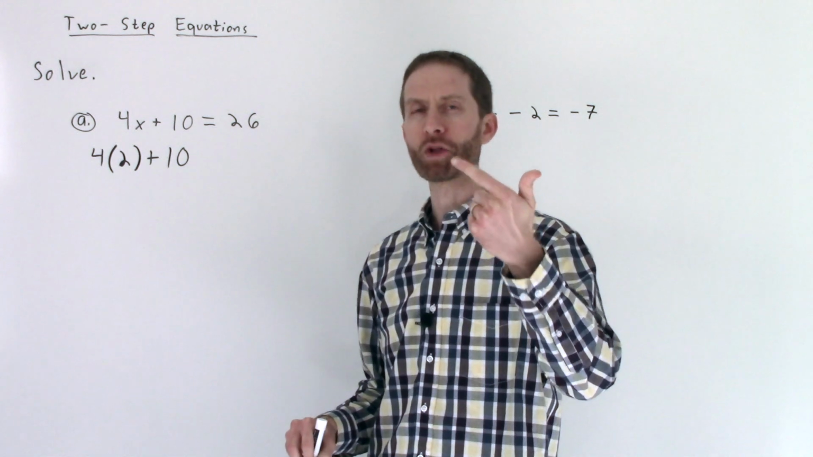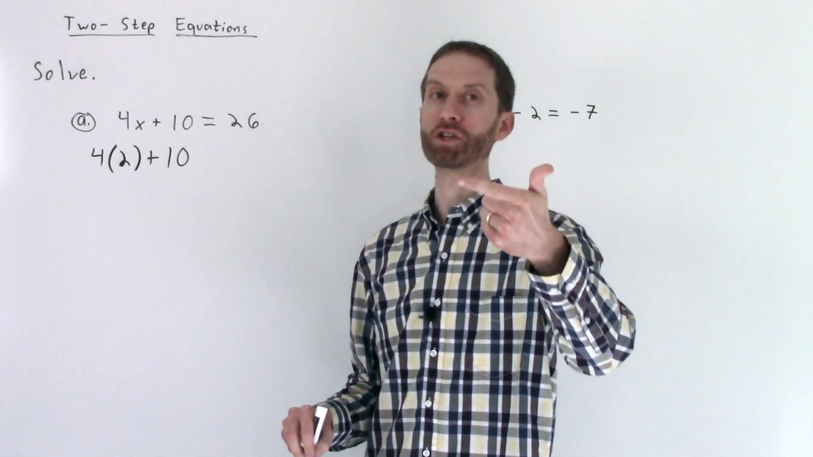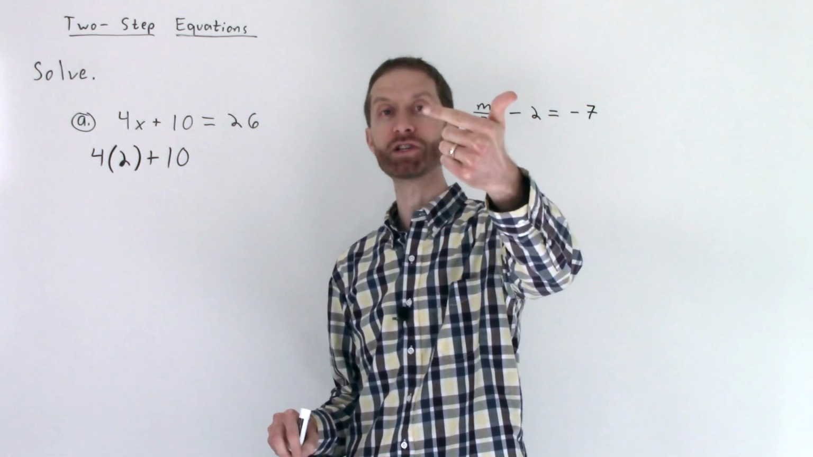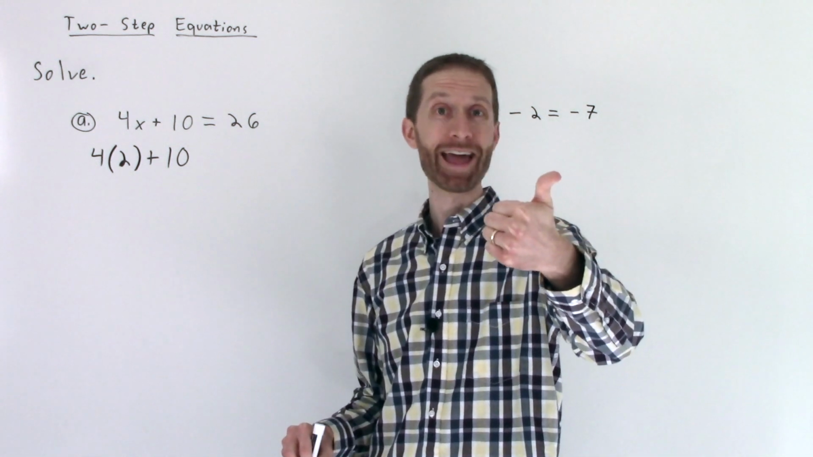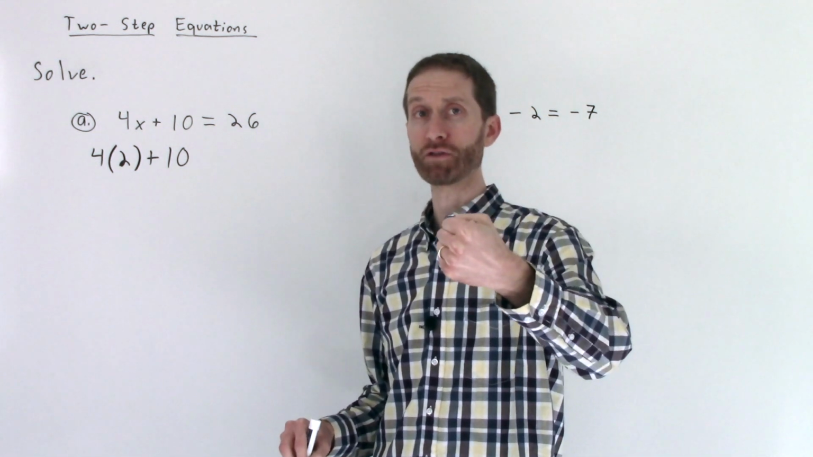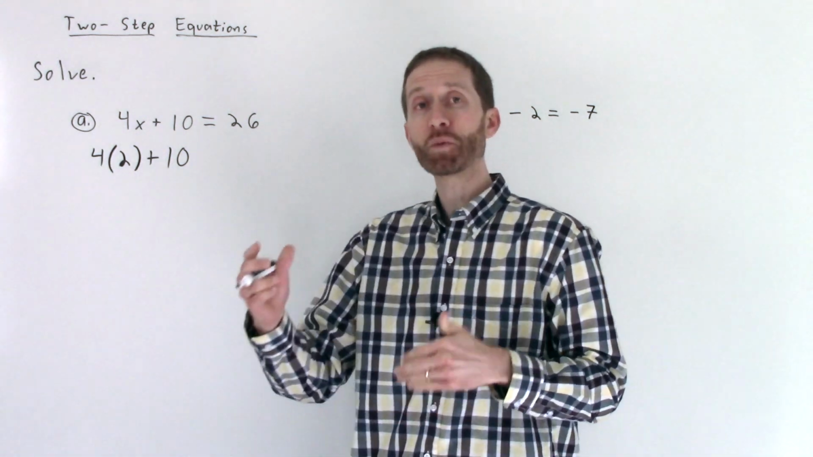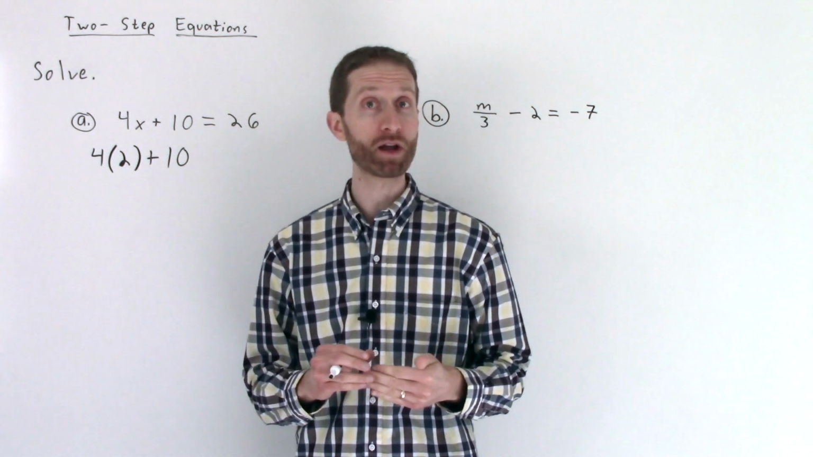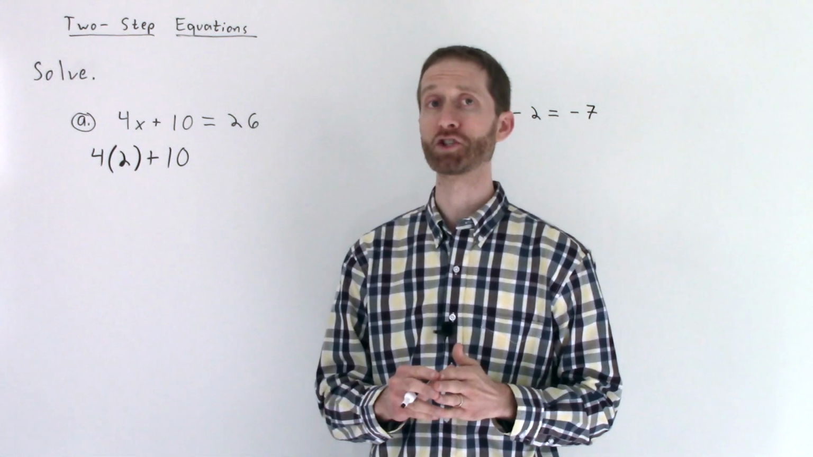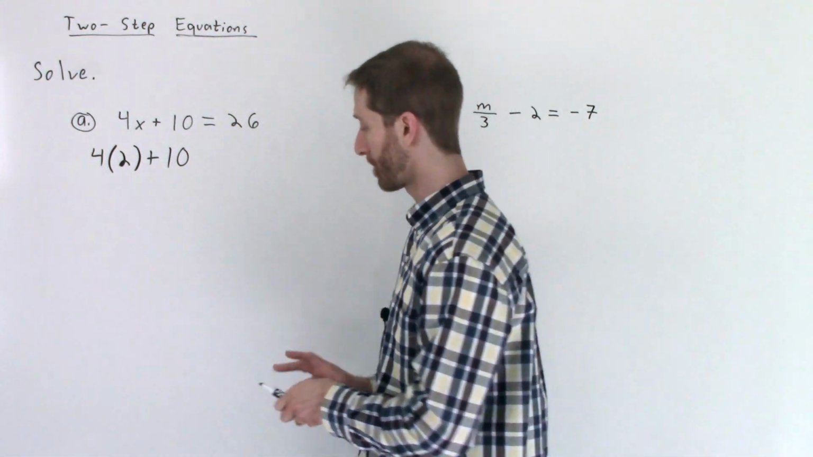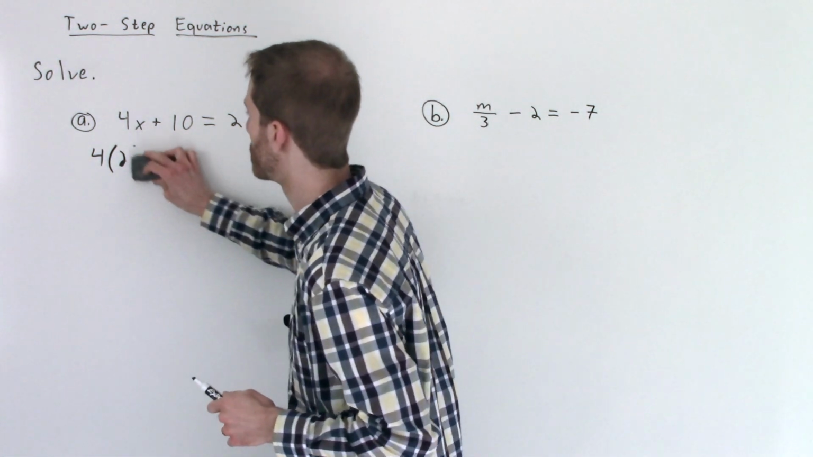Well, that means that if I'm going to undo multiplication by 4 and addition by 10, I need to undo addition by 10, so subtract 10, and then undo multiplication of 4, divide by 4. That's what I mean by undoing the order of operations, and that's why the process I'm about to show you works. Okay, so I'm going to erase that right there. I just wanted to show it to you with a number.